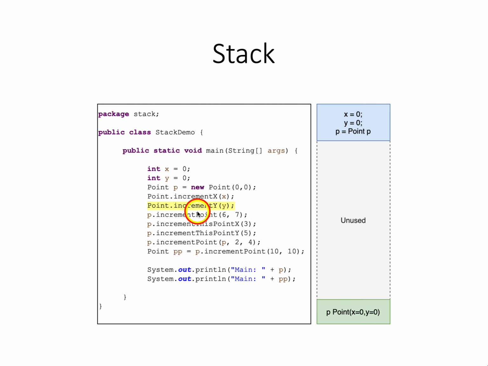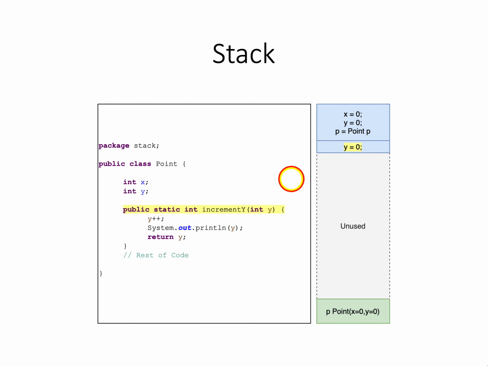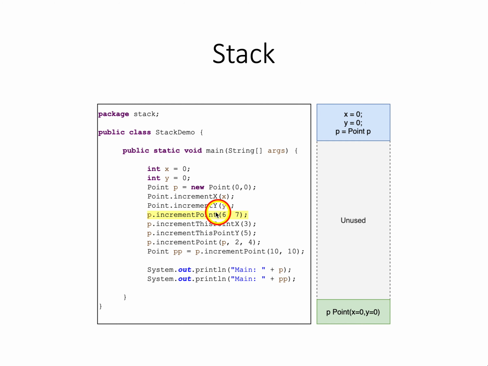So we're doing the same thing here with Point dot incrementY. We're creating a brand new y on the new stack frame, doing y++, and then System.out.println would be 1. If we were to print out y at this point, it would not print out 1. It would print out 0. It's a different y. It's totally different when you're passing it by value right there.